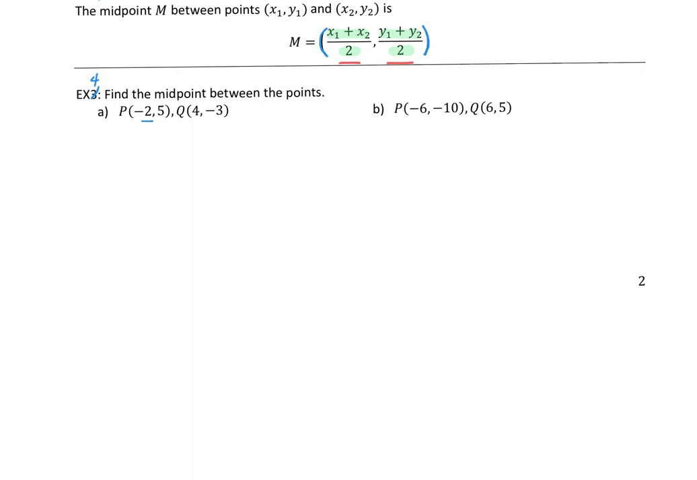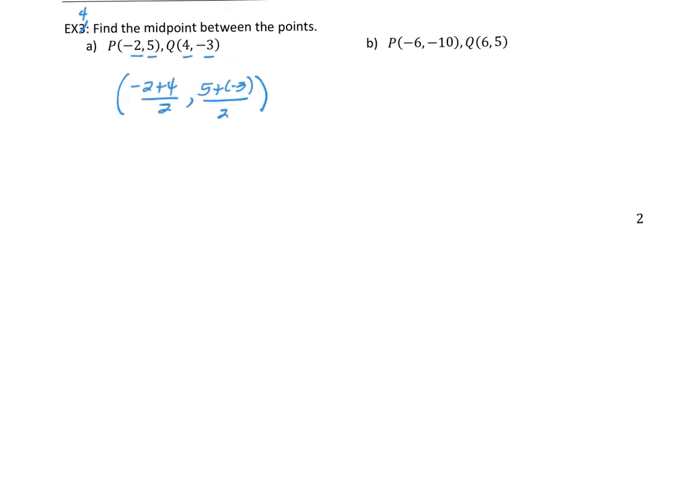So if we want to find the midpoint between these 2 points, all we have to do is add the x's. So we have a negative 2 and a 4. So add them, divide by 2, comma, the y's would be 5 plus a negative 3, divided by 2. Again, this is a point, so it needs to go in parentheses. We will have 2 over 2 or 1, comma, 2 over 2 is 1. Okay, so the midpoint, which again is a point, the halfway point between those 2 points, would be the point 1, comma, 1.